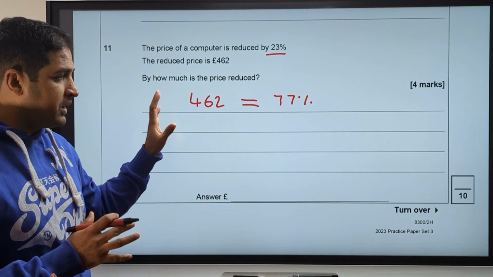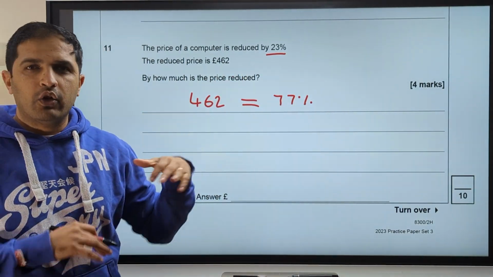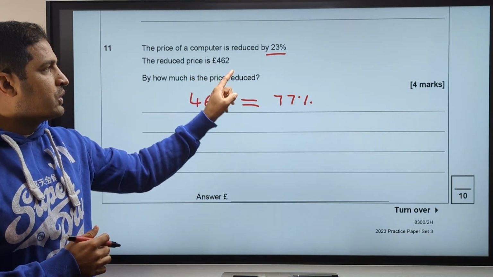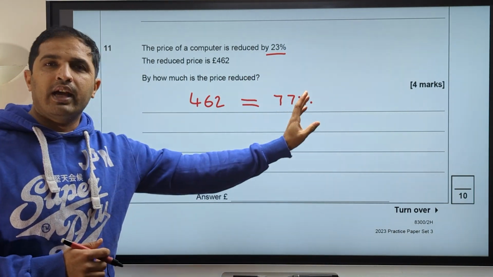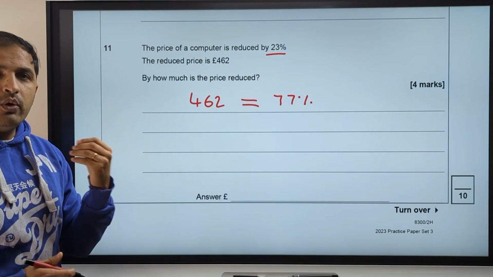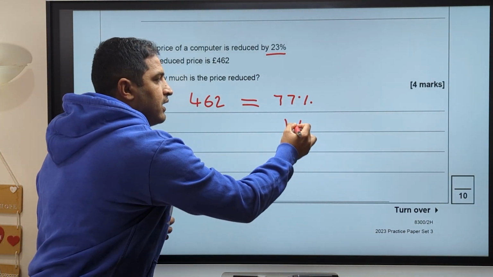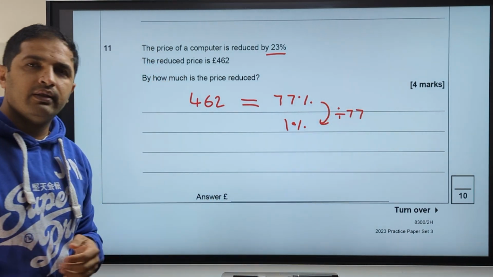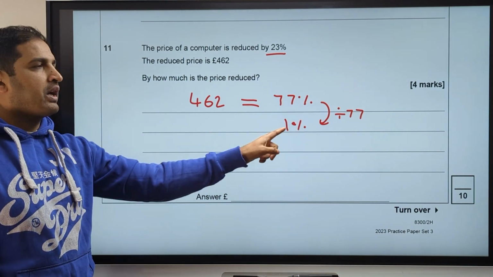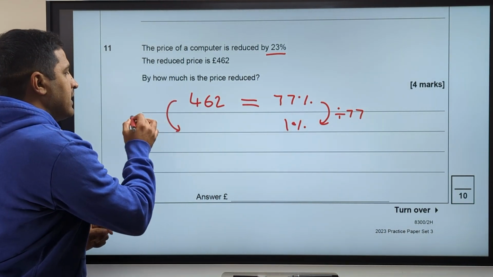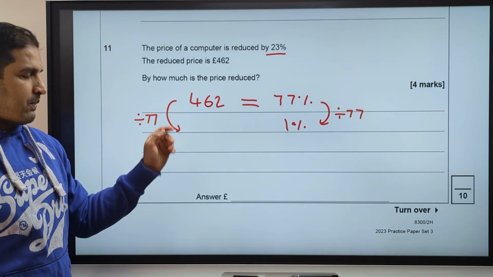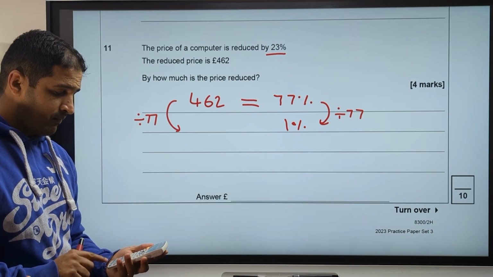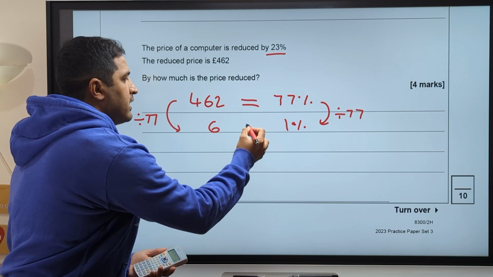Generally, if this is for your question, you can do it very quickly, or you can take your time and understand it. I would work it out saying, as soon as I understand that 462 is my 77%, I would write that down. You generally get marks for that. And then we're going to work out what 1% is. To get to 1% from 77%, I'm dividing by 77. And if I do the same thing on that side, I need to divide this by 77 as well. So if I divide 462 by 77, which gives me 6. So I know 1% is equal to 6.